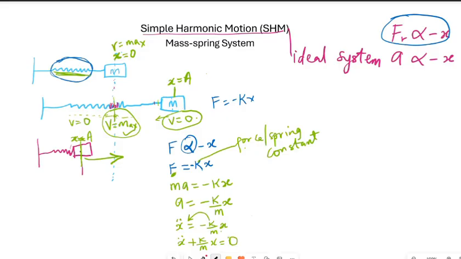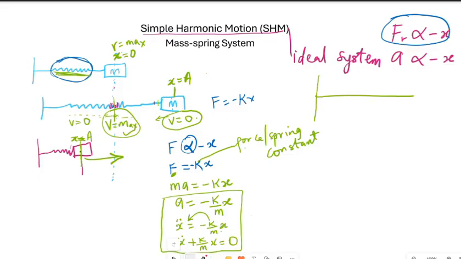So these three equations, let's take note of them very well. Now, since we said that this simple harmonic motion is a sinusoidal motion, let's take note of two things also. The first thing I want you to take note of is a sine function.